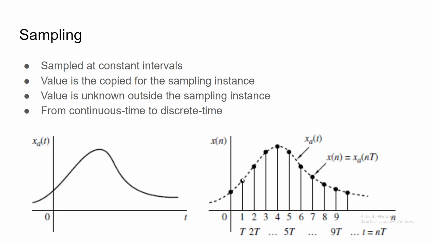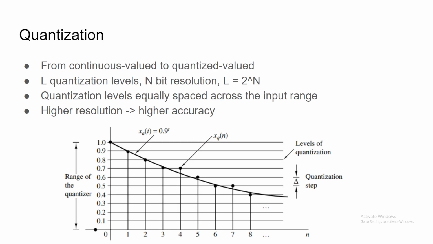For example, here, etc. And for everywhere else, the value is unknown. The next step is the quantization step. From a discrete time, continuous valued signal, we convert it into a discrete time and quantized value signal. To put it simply, we round off the values into the nearest quantization levels of the quantizer.